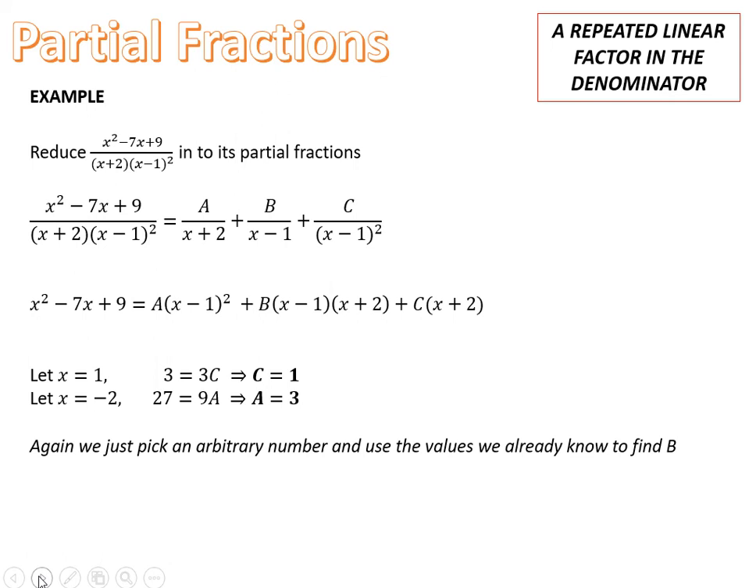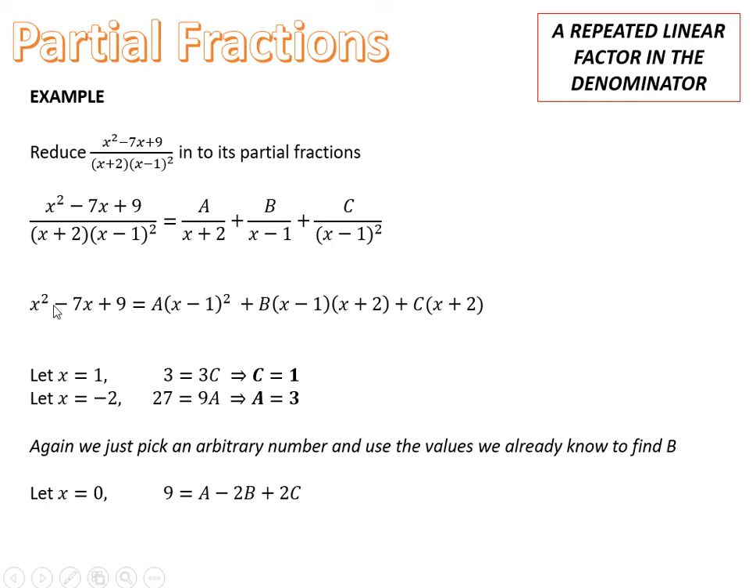Right, so then for the last bit, we still need to find out what b is, but there's nothing we can actually do in terms of a singular number to make the other 2 disappear. Okay, so we just have to pick a number, an arbitrary number, and use the values that we already know in order to find b. So I'm going to make x equal to 0. I can't make it 1 because I've already done that. So I'm going to let x equal to 0 here.